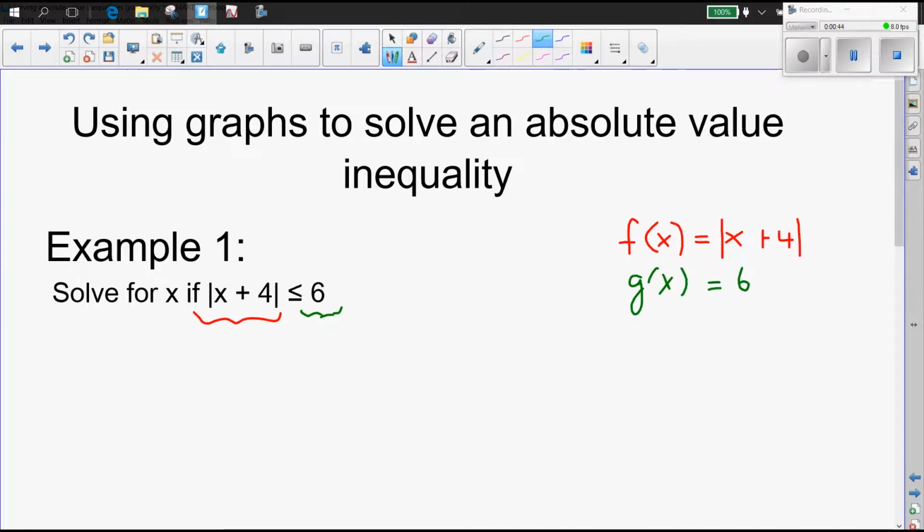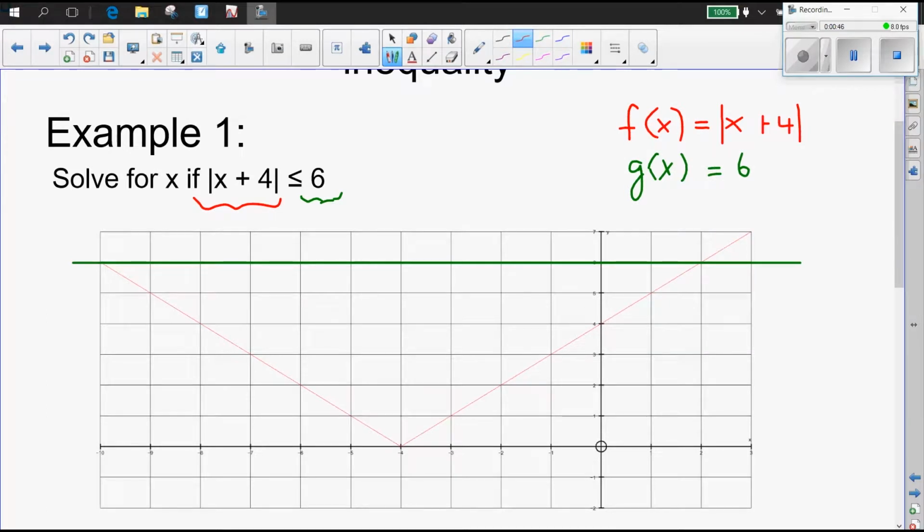Let's draw these graphs. So the red graph is the graph of the absolute value of x plus 4, whose salient point is at x equals negative 4 and y equals 0. So let's just label it. We have f of x is the absolute value of x plus 4. Then the green graph is the straight line y equals 6, but we labeled it as g of x equals 6. We notice that these two graphs intersect at x equals negative 10 and x equals 2.